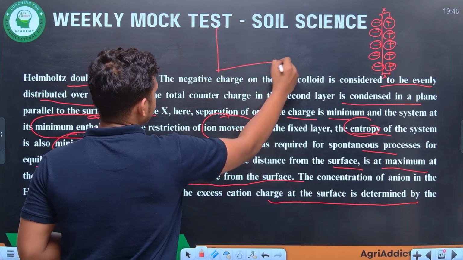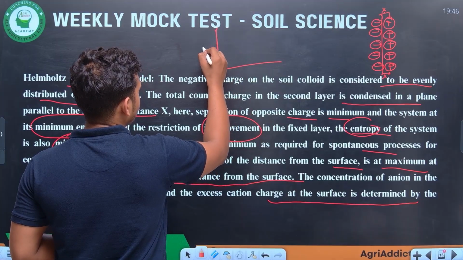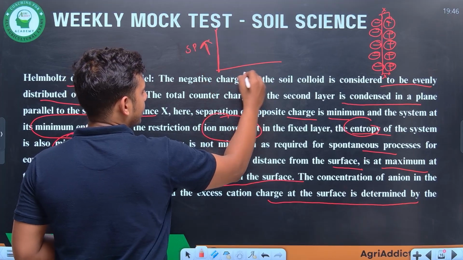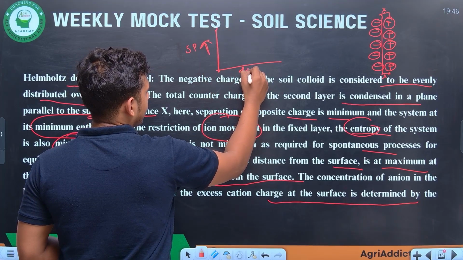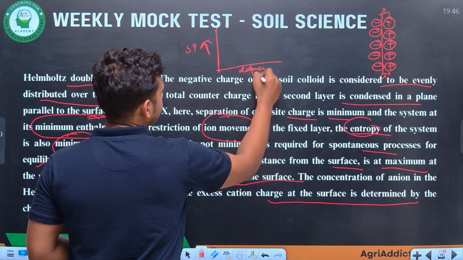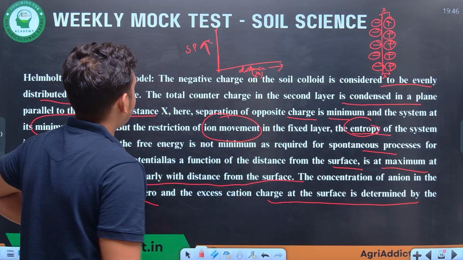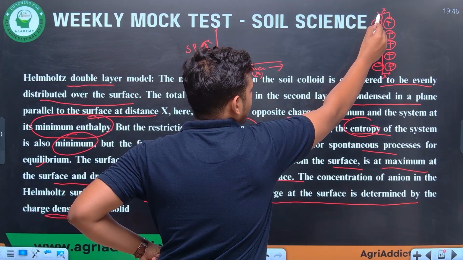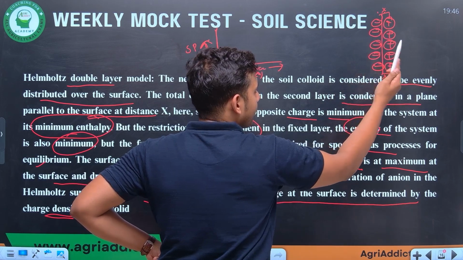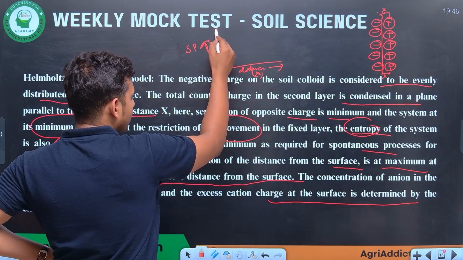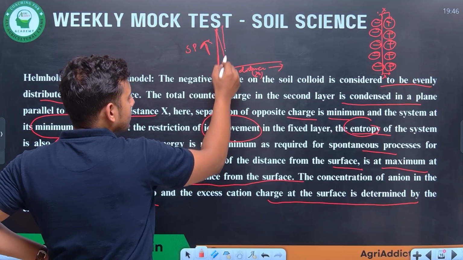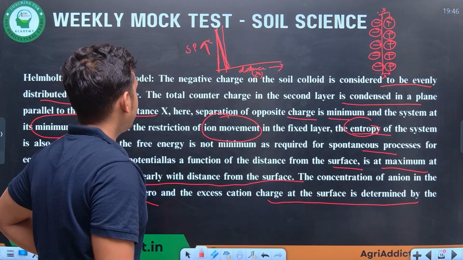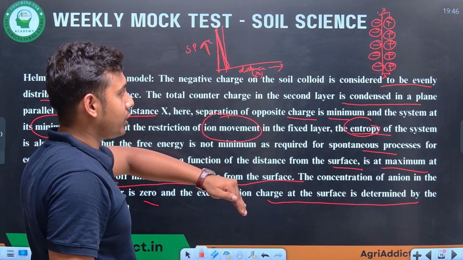If we take a graph of the potential, here on this side is the surface potential and here is the distance, that is x, this side. So what happens is the surface potential is maximum at the surface, and because the counter ions are very near to it, the surface potential suddenly drops. This is a sharp drop of surface potential. So in this case the surface potential drops very sharply.